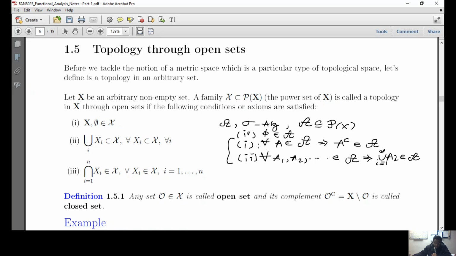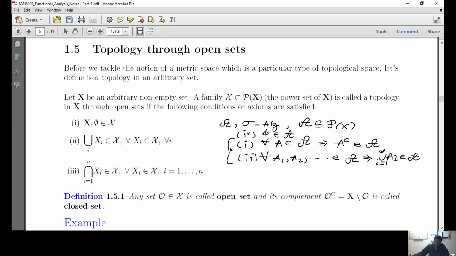So what I want to say with respect to this is that these two conditions, in fact, we can use these two conditions to show that the empty set and X are elements of A, but it's a long process. That is why in the definition, many authors include the condition that the empty set is also in the sigma algebra as an axiom.